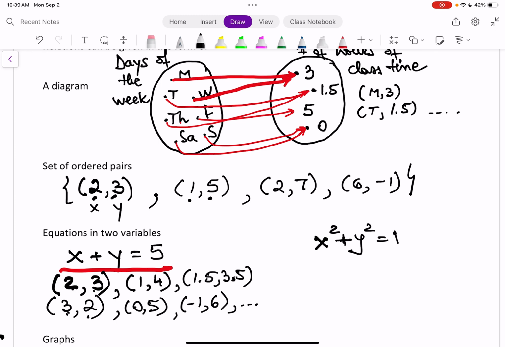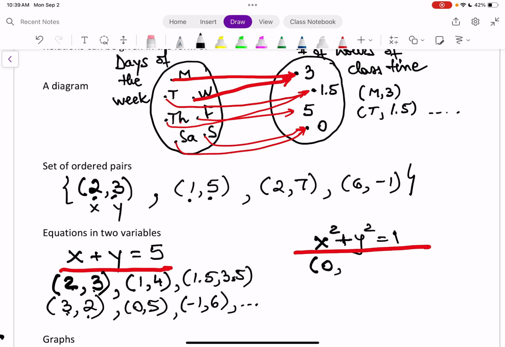We are going to talk about these kind of equations later on towards the end of the semester. I believe it's chapter 8 when we'll discuss quadratic equations in two variables. And by the way, this equation right here that I wrote down actually describes a circle of radius 1, as we will see. So here, let's think of some solutions.